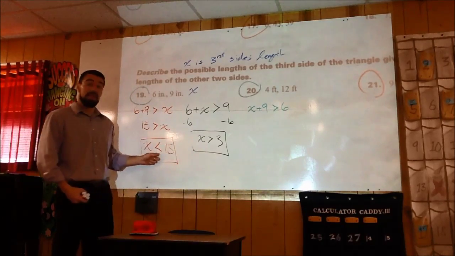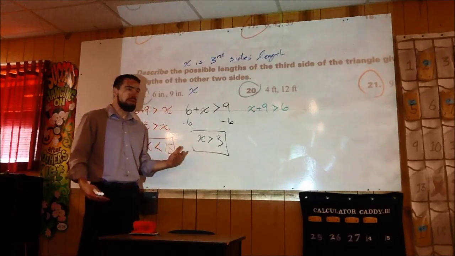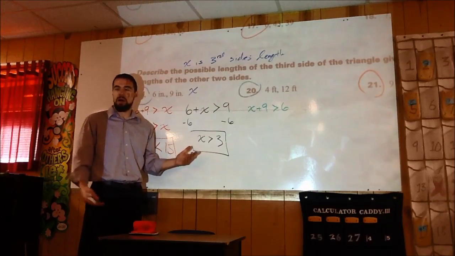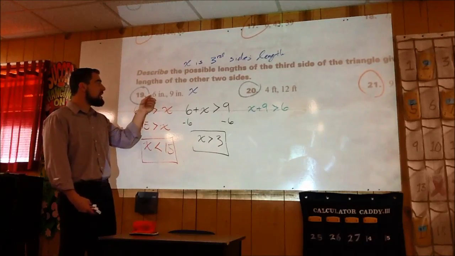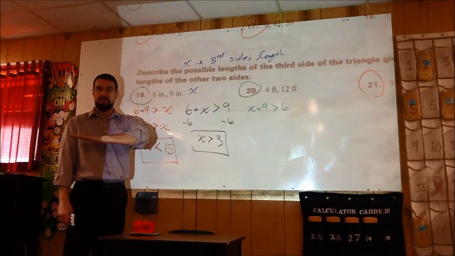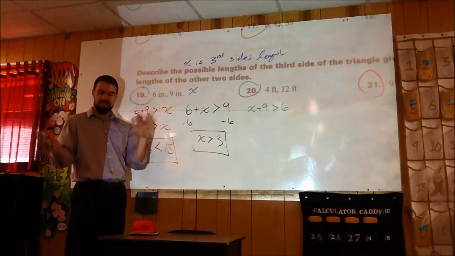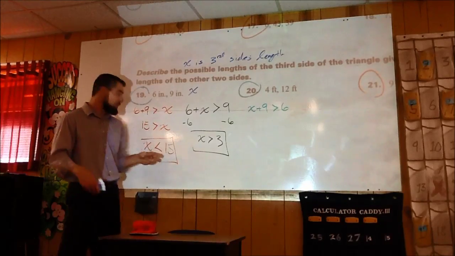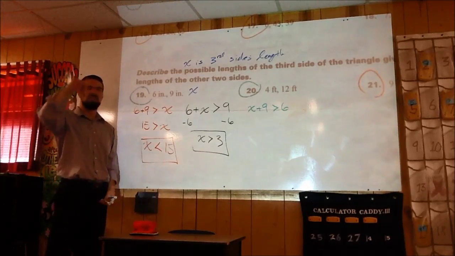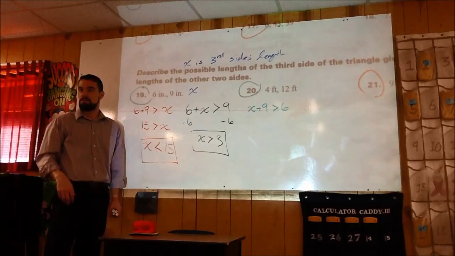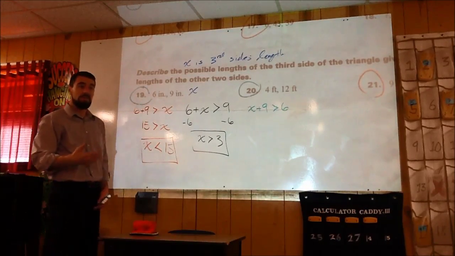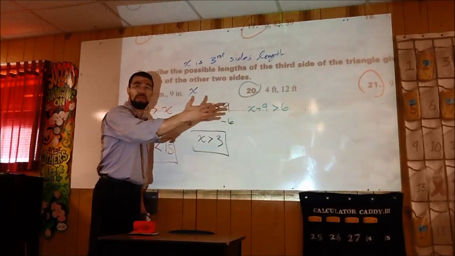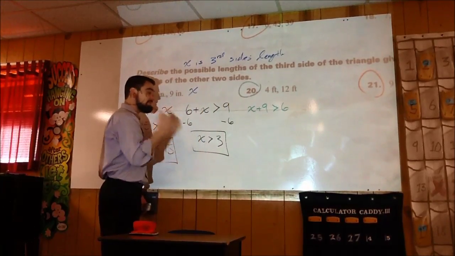X, yes, it's got to be less than 15, but it can't be 1 unit long. Because if it was 1 unit long, then 9 inches, that segment would be here, and then 6 and 1, those would never touch. So you can't just stop here and say, oh, as long as it's less than 15, you're good. No. 1 unit wouldn't work, a 1 inch wouldn't work. So that's why we got to keep going and testing all of these. So it tells me, well, x has got to be greater than 3.